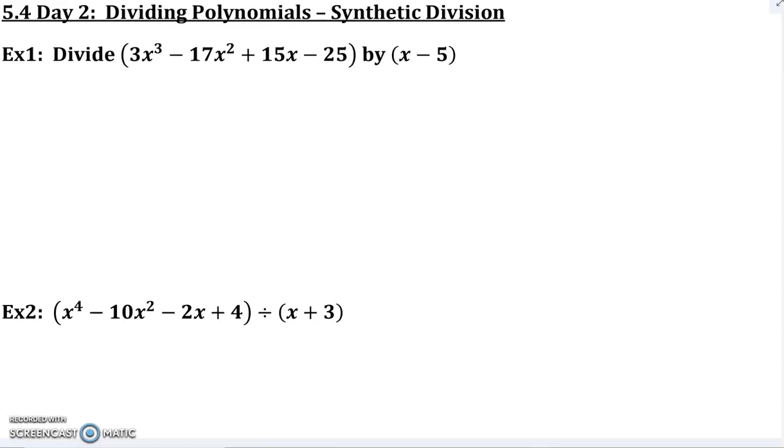First thing you always do, doesn't matter what type of division you're working with, you always have to check for missing terms. If we're starting with x to the third, we need to make sure we also have x squared and x and then a number. And if we're missing any of those, we need to put a zero term in its place. This one is not missing anything, so we're good. For synthetic division, you write the coefficients in the division problem. So I've got 3, negative 17, 15, negative 25. And then it's like an upside down division bar. You need one line of space underneath those numbers.